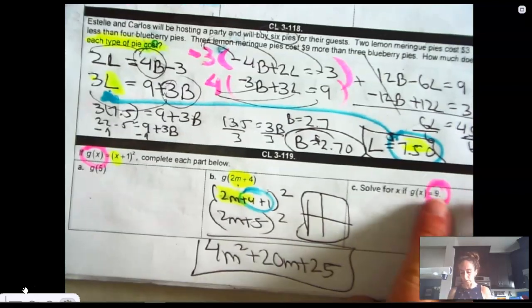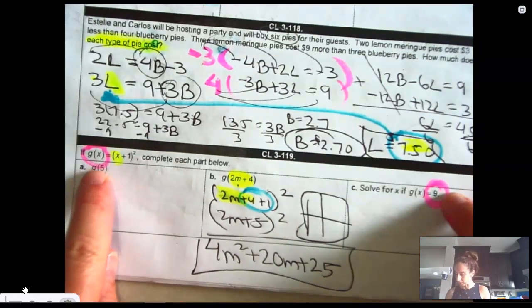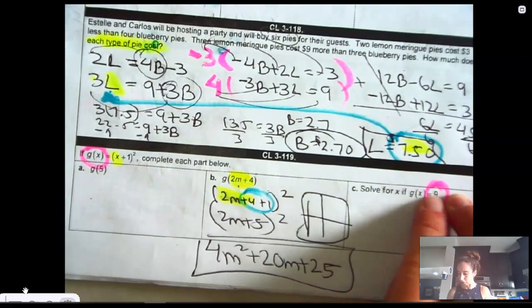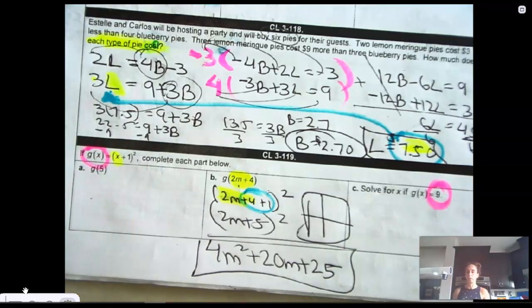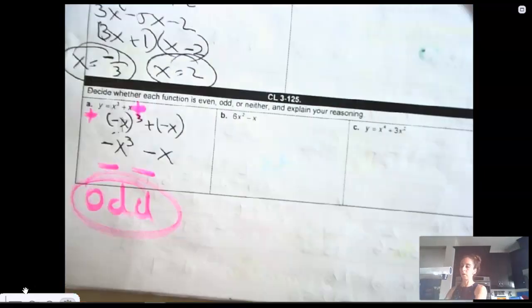Now I wanted to point out for letter C, see how the 5 is going to go in for x? But for this one, it should go in for y. And if it's squared, you should have 2 answers. You'll do the other ones.